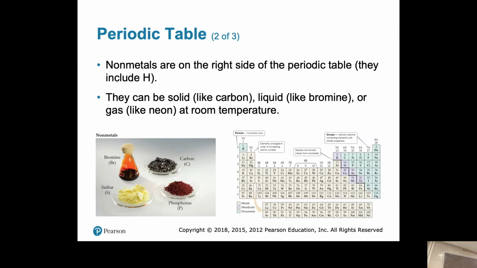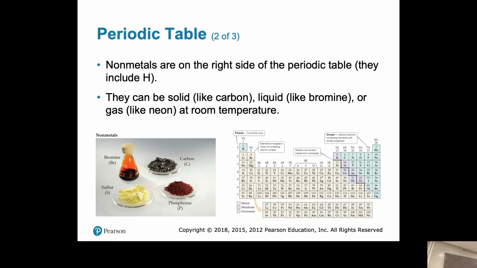Then we have the nonmetals. They're on the right side of the periodic table. They include hydrogen. So hydrogen up here is on the left side of the periodic table. It's the only one on the left side that is not a metal, right? Because it's a nonmetal, but it's on the left side because it's got one electron. That's the reason why. There are always exceptions to rules, and hydrogen is one of those exceptions.